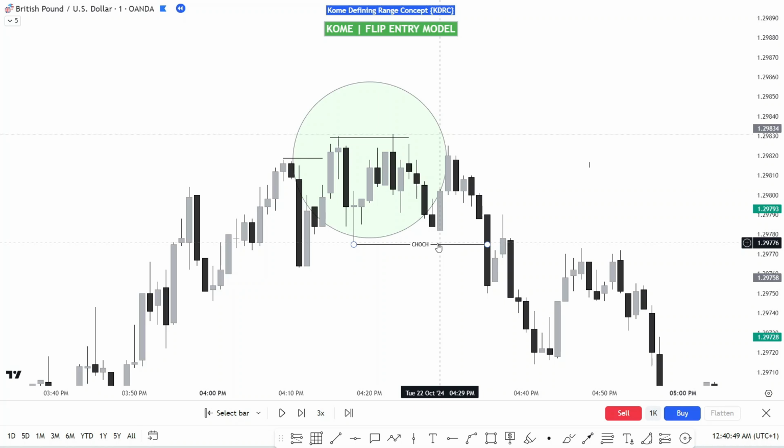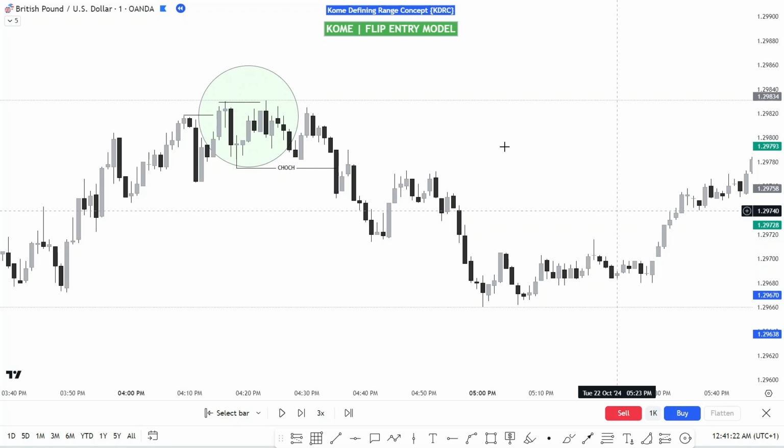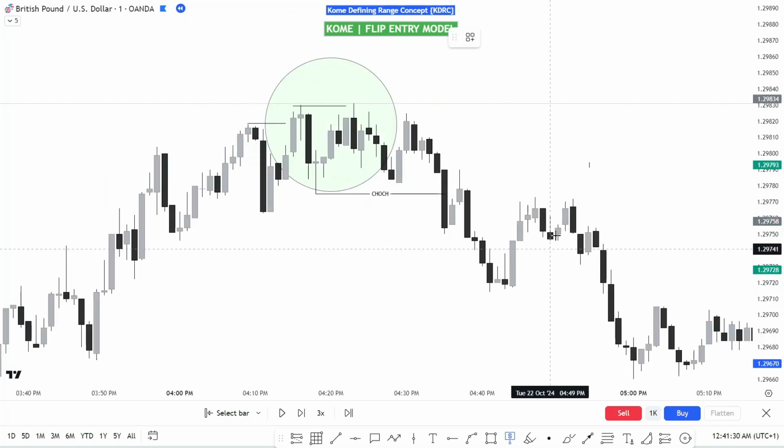Of course, we are going to see an example of where we need our inducement. So in this case, we can now look for what? Flip zone. So where is our flip zone?